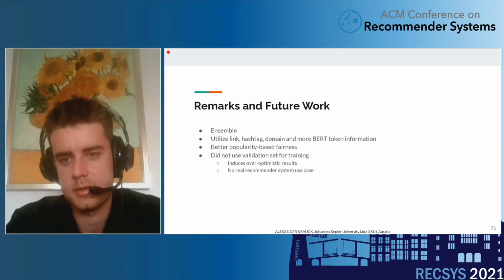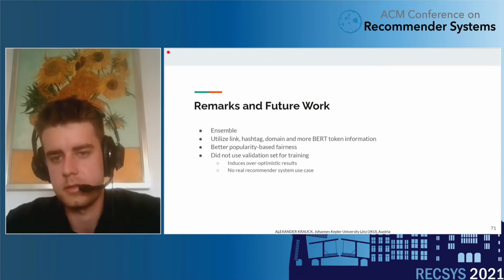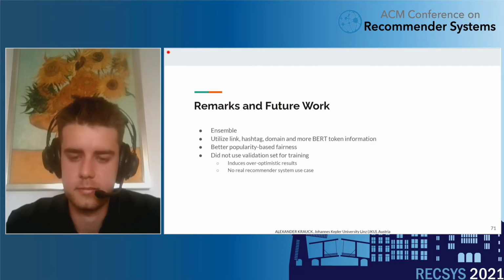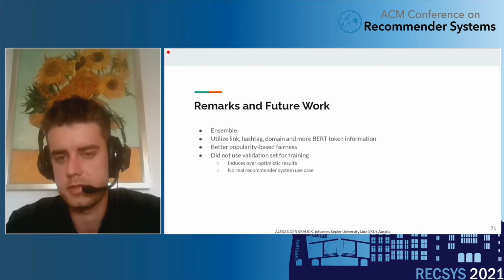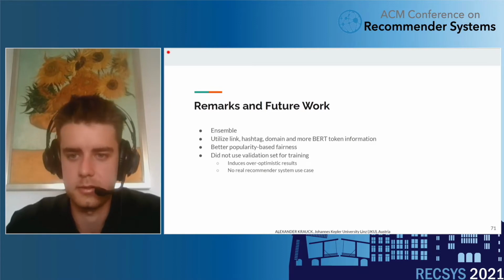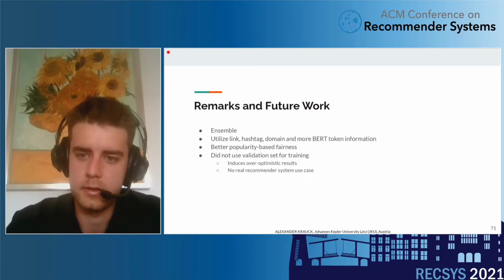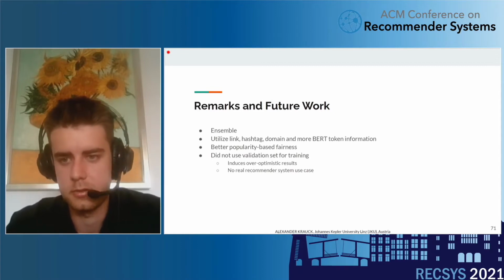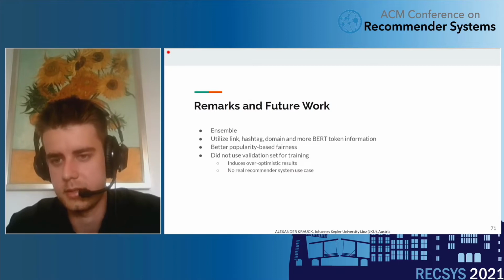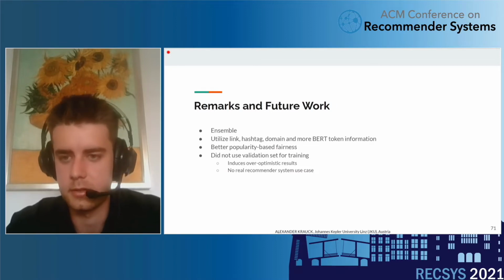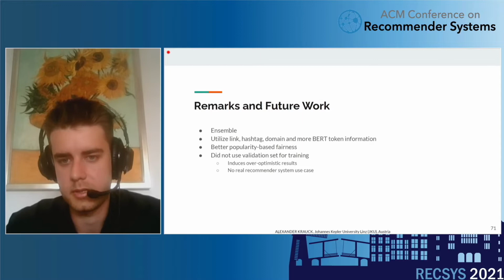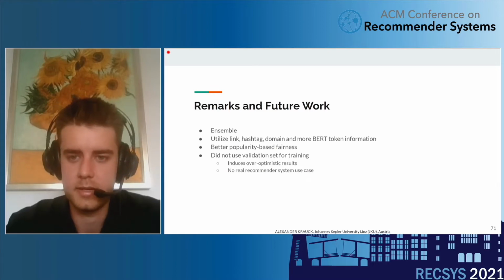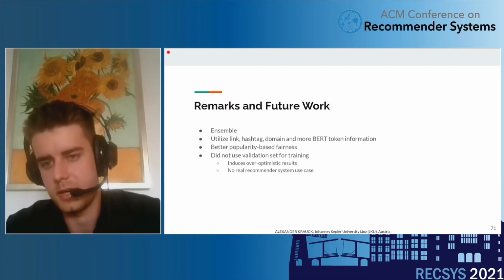Some remarks and ideas on how our approach could be improved. So one could use an ensemble method to boost the performance, of course. Another thing that could be improved is that one could utilize the information in the link, hashtag, and domain features. And also one could use some approach to utilize the BERT token information, that is the semantic BERT token information that we did not use at all. Also, one could find some approaches for improving the popularity-based fairness, as right now, as we saw, our model is still a bit biased.